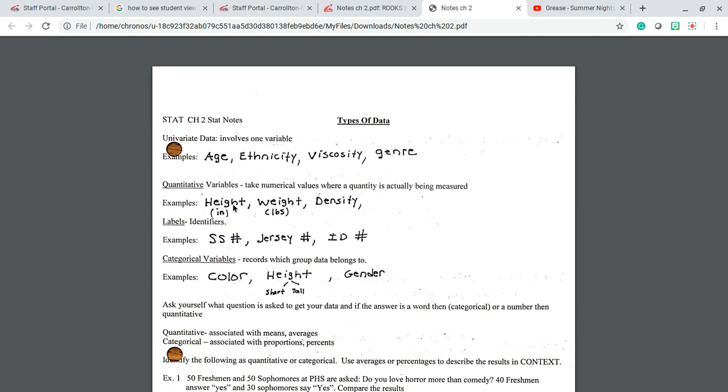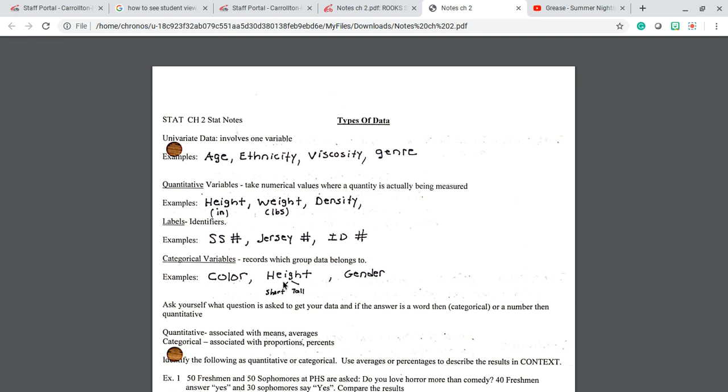For example, if we ask the question for each person in the class, what's your height? The answer to that would be a number, 72 inches, 55 inches, 61 inches, which is different than if I say, okay, what's your height? Raise your hand if you're short, raise your hand if you're average height, raise your hand if you're tall. In that case, we would count how many people fall into that particular category.